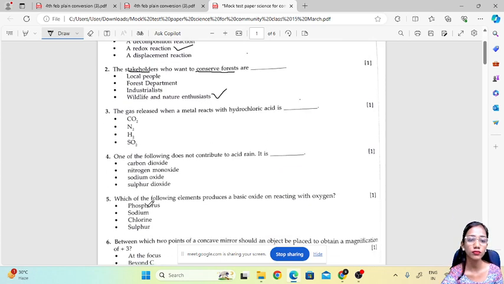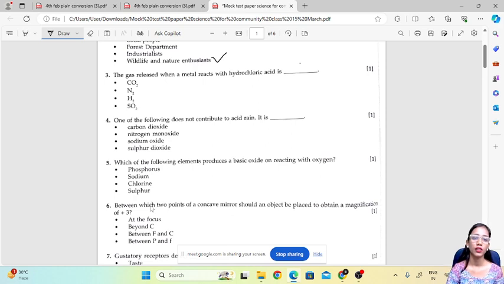Now the third one: the gas released when a metal reacts with hydrochloric acid. We know that when a metal reacts with hydrochloric acid, the gas released is hydrogen gas.